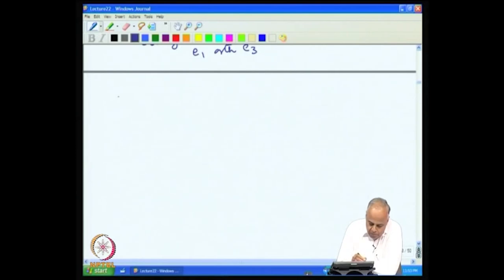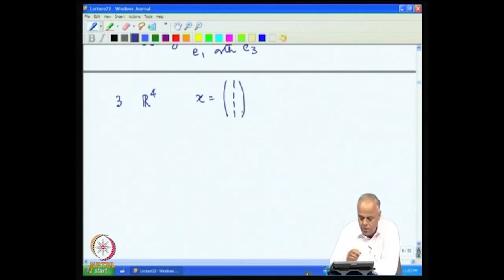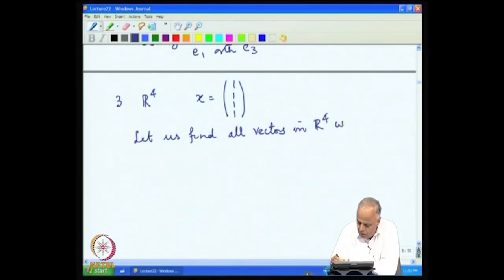Let us look at another simple example. Consider R^4, consider the vector x equal to (1, 1, 1, 1). Now, let us find all those vectors which are perpendicular to x. So, let us find all vectors in R^4 which are orthogonal to x.